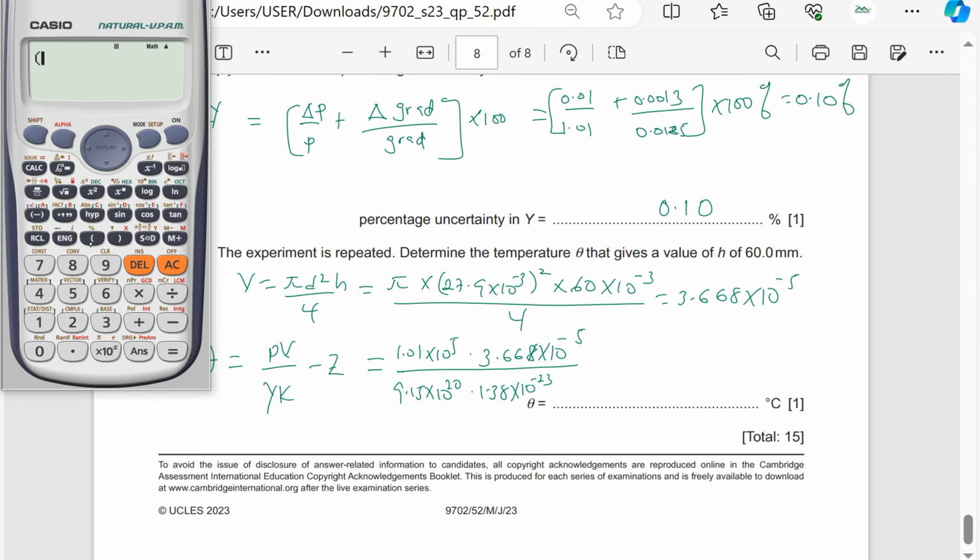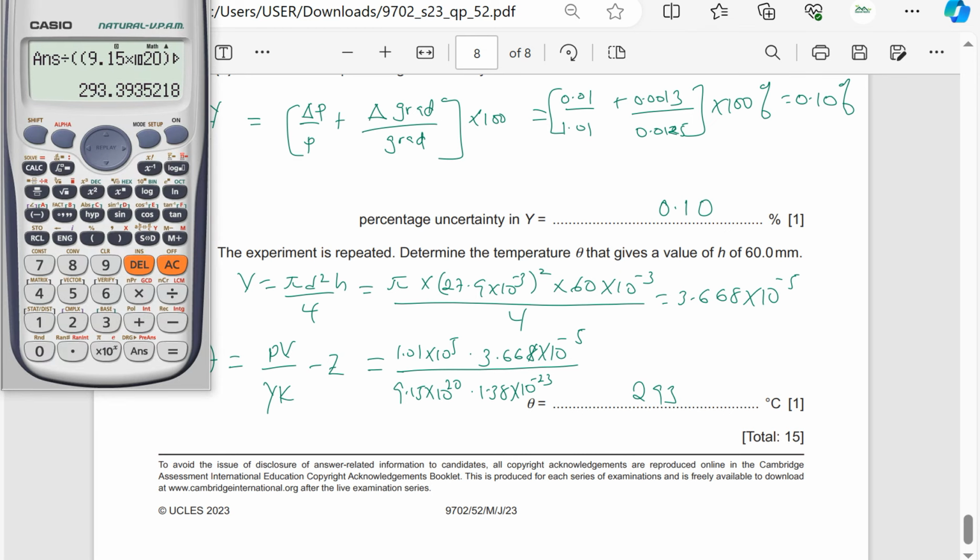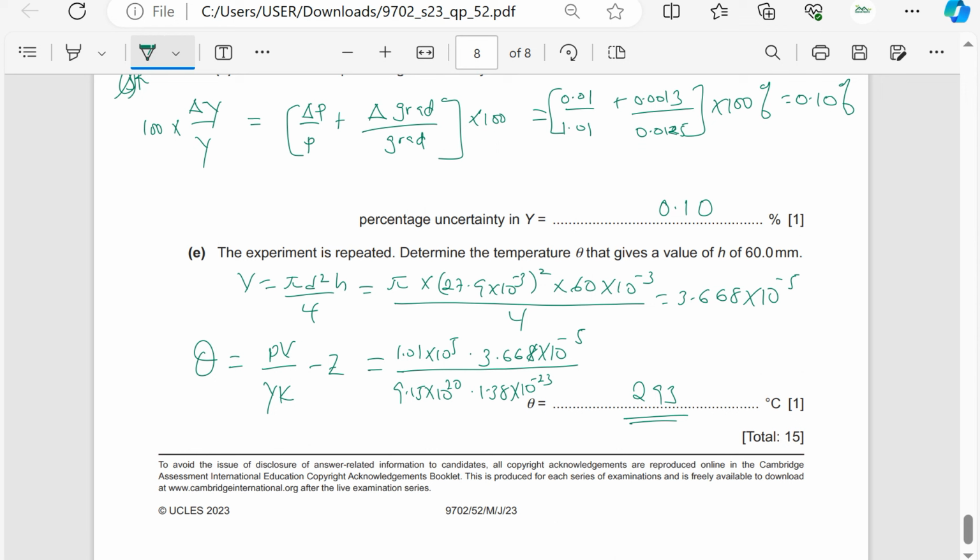Okay, so I will press the calculator. 1.01 exponent 5 multiplied by 3.668 exponent minus 5, divided by, open two brackets, 9.15 exponent 20 times another bracket, 1.38 exponent minus 23. Close the second bracket. So I'm getting theta as 293 degrees Celsius. So the answer is 293 degrees Celsius.